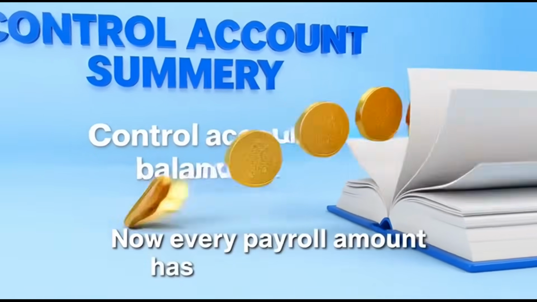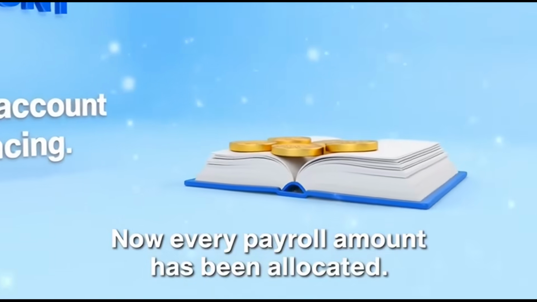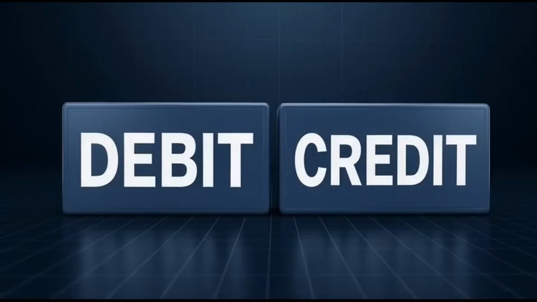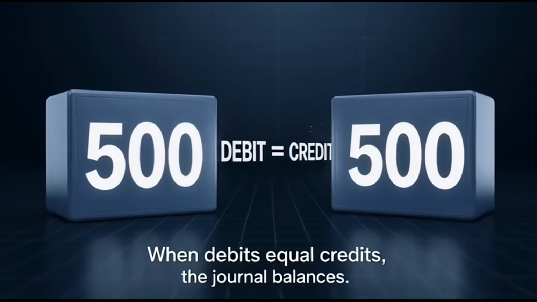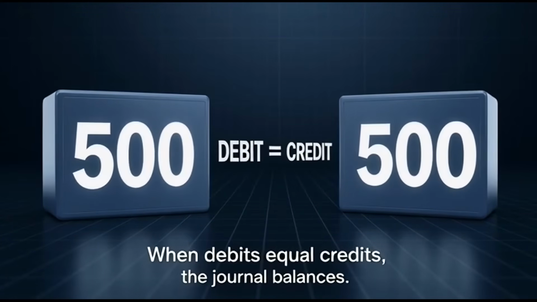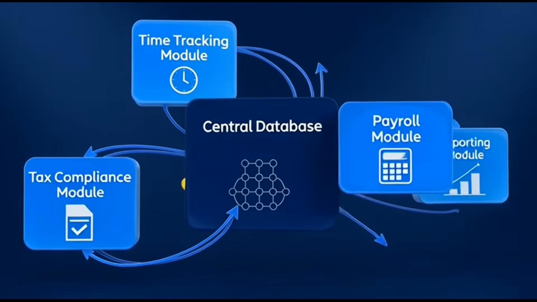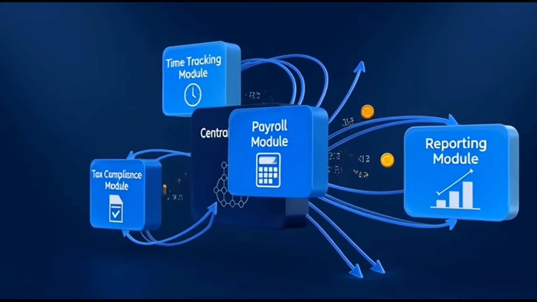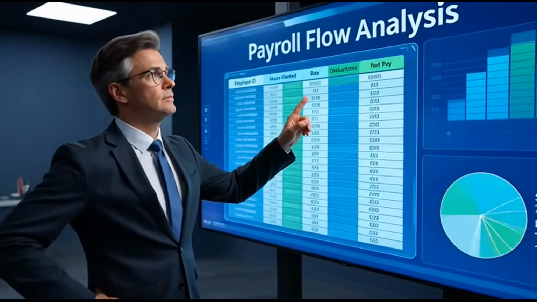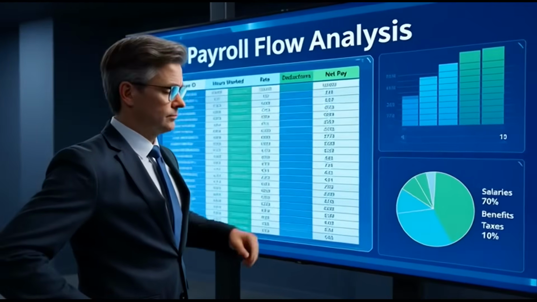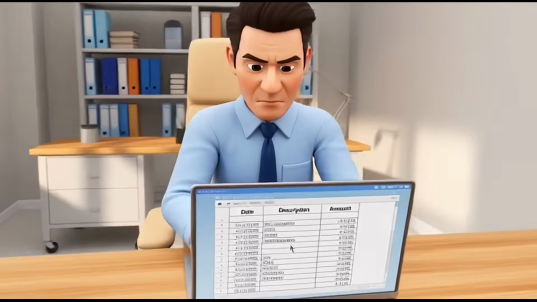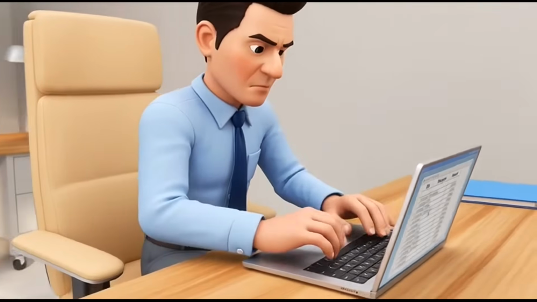Now, every payroll amount has been allocated. When debits equal credits, the journal balances. This system keeps payroll accounting accurate. It also helps auditors understand the payroll flow and ensures bookkeepers record everything correctly.